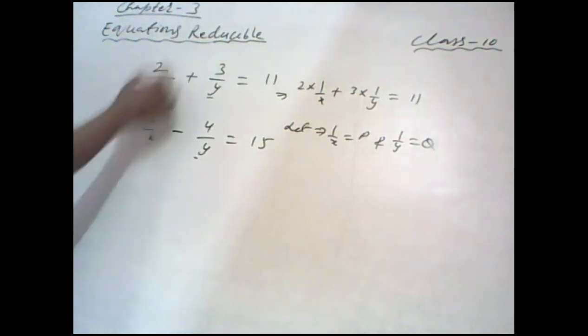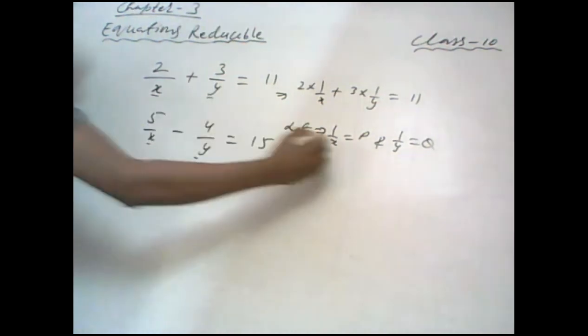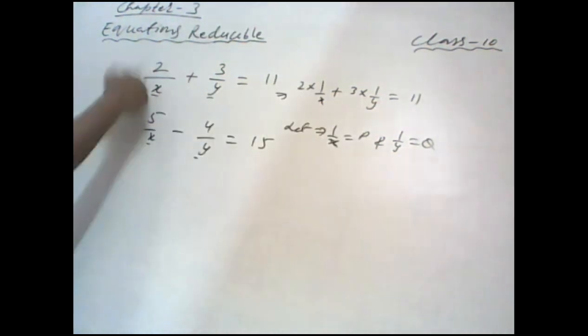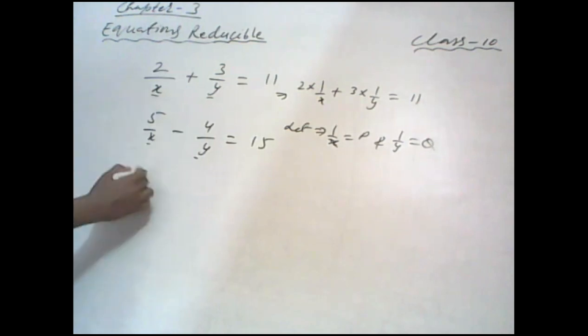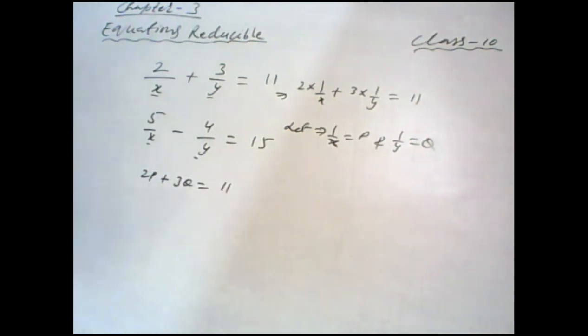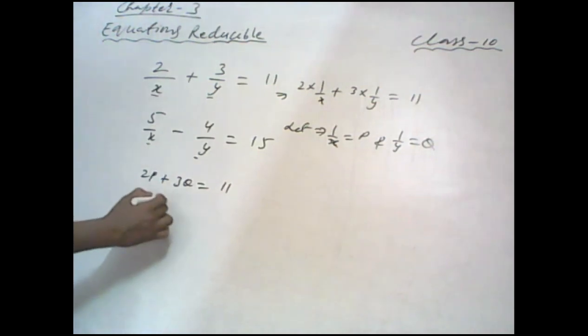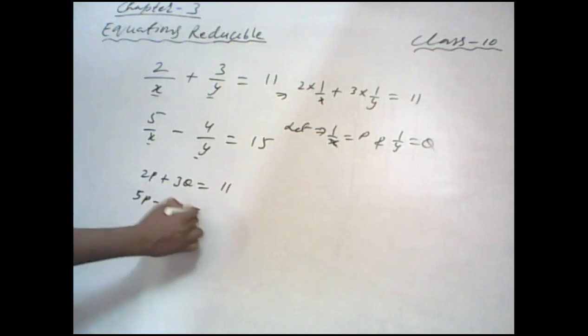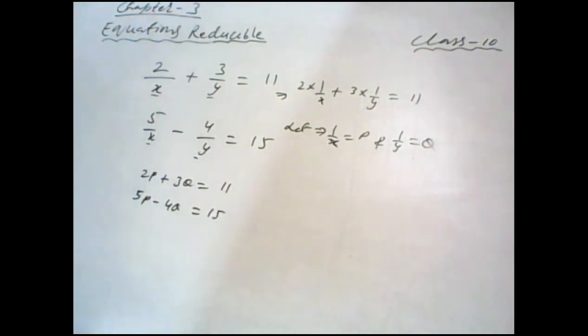Right? What will we get? Now look, 1 upon x is equal to p. It means what will we get here? 2p plus 3q is equal to 11. Right? Now what? 5p minus 4q is equal to 15. Yes or no? Now we can easily solve this pair of linear equations by the elimination method.